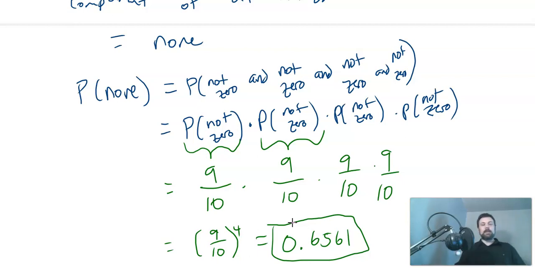I don't know if that made sense, but if the event you're trying to calculate the probability for has more probabilities to calculate than the complement, then you should just use the complement and do 1 minus that to get the probability that you're trying to find.